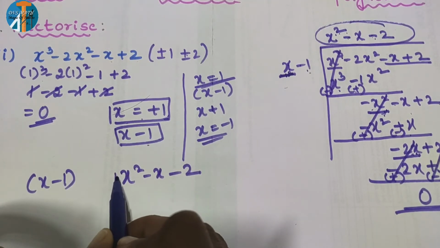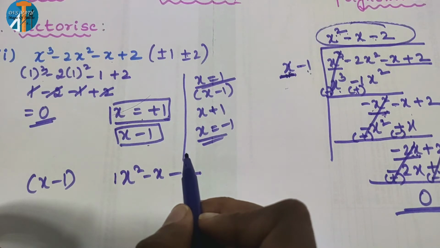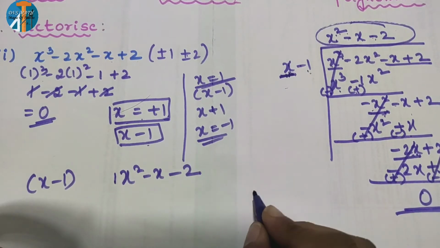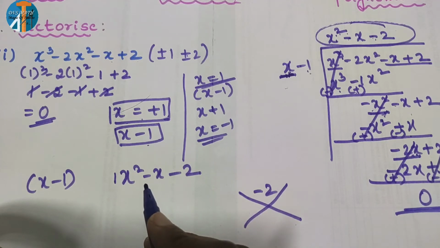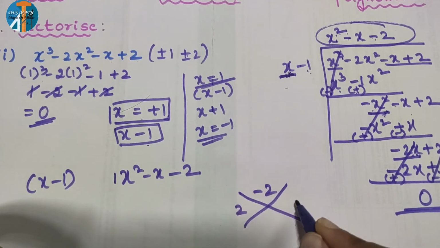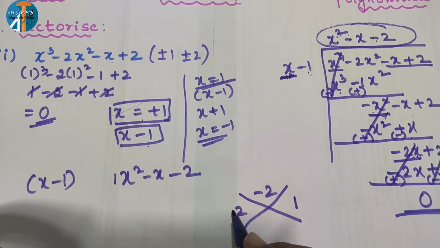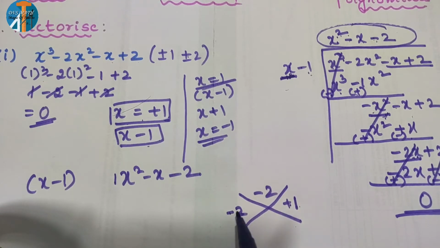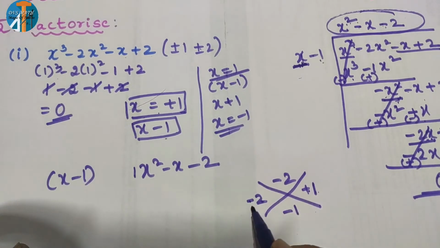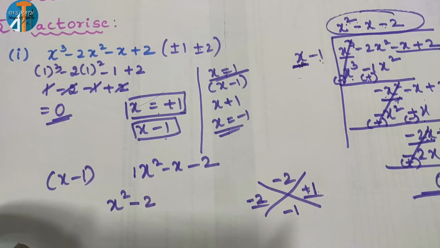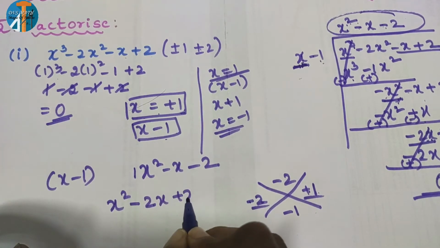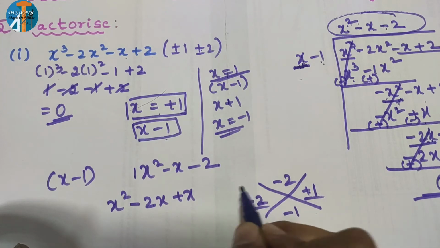That means if nothing is there, you have to consider it as 1. So what is our first rule? Multiply a and c. 1 into minus 2, you got minus 2. Now if you multiply you have to get minus 2, if you add you have to get minus 1. So minus 2 you will get 2 into 1, so take it as minus, plus. Observe, plus into minus, minus 2 ones are 2, minus 2 plus 1 you will get minus 1. Which are the factors? Let us take now x square, so this can be written as minus 2x plus 1x, that means x square minus 2x plus 1x minus 2.